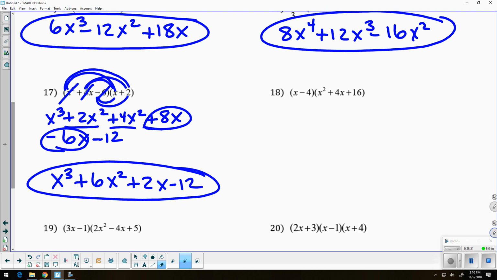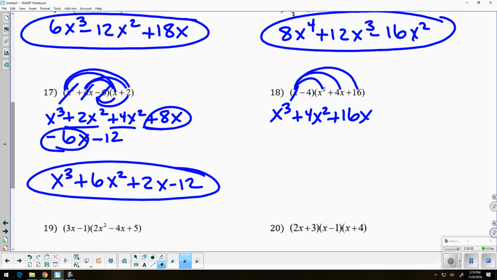Okay, so same thing for number 18. I'm just going to take this x and distribute it to all three terms. So now it's just flipped around. Before it was the trinomial in front and then the binomial that followed, but now it's the binomial times the trinomial. So distributing x to all three terms would give you x cubed plus 4x squared plus 16x. So we're done with that.